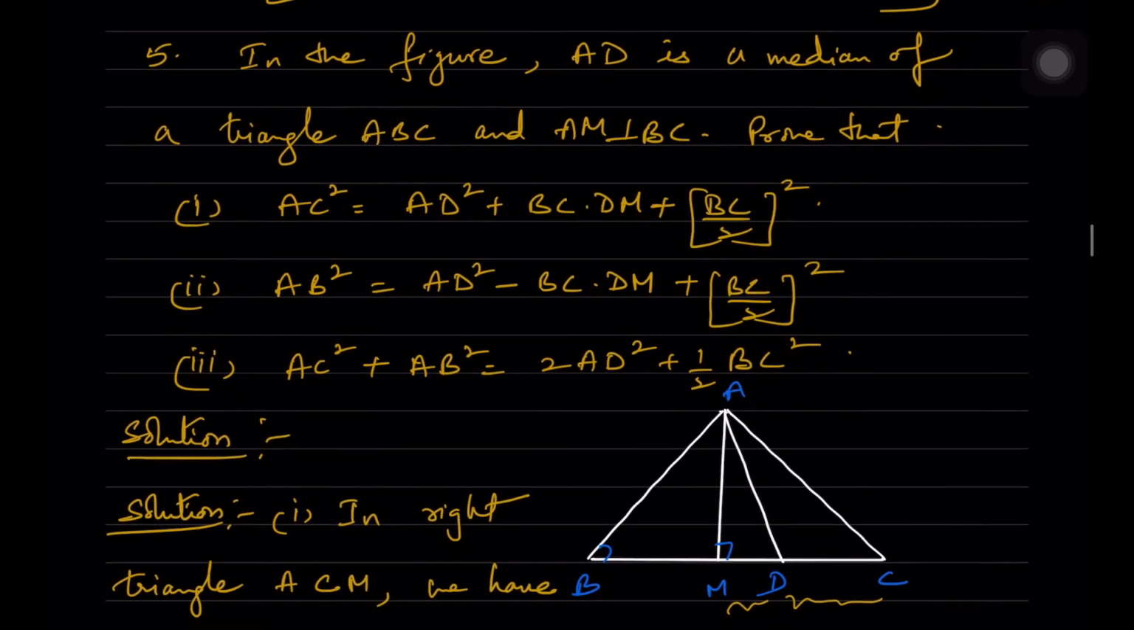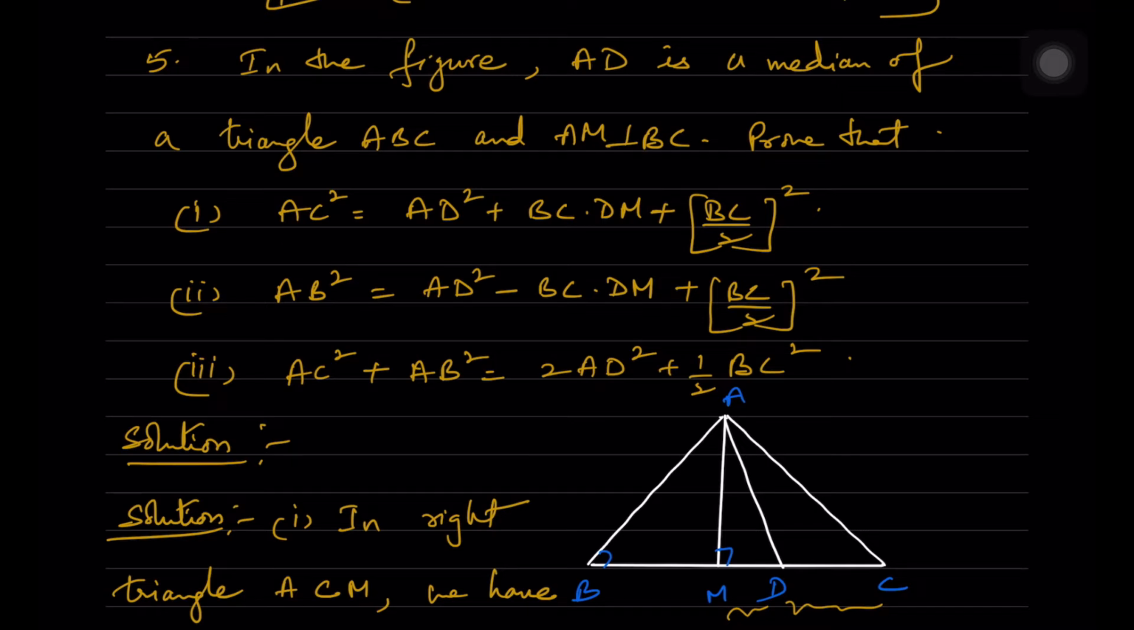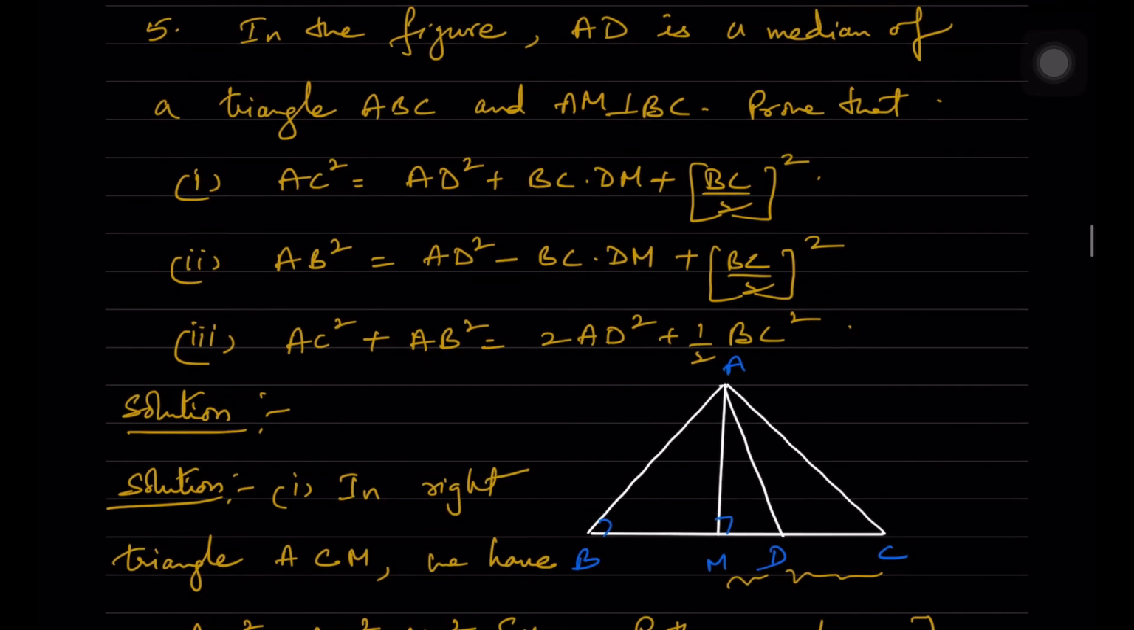Now going into the fifth problem. In the figure, AD is a median of triangle ABC, and AM is perpendicular to BC. AD is the median, means it's dividing the base into two equal halves. AM is perpendicular to BC means it's making an angle of 90 degrees where it's meeting BC. So we have to prove that AC square is equal to AD square plus BC into DM plus (BC by 2) whole square. Next, second part, AB square is equal to AD square minus BC into DM plus (BC by 2) whole square.